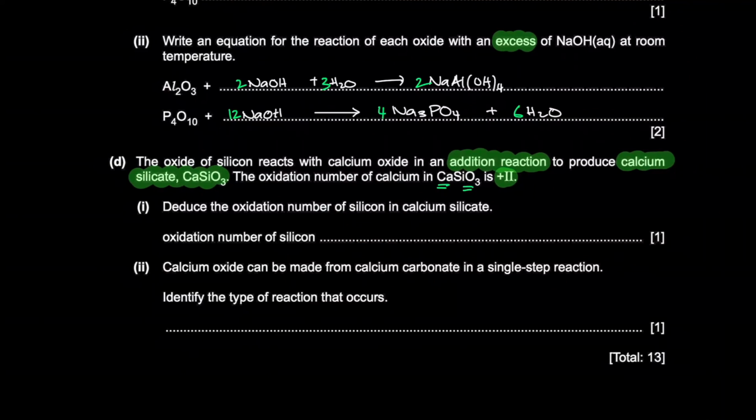So if we have calcium, which is +2, let's say silicon is X, and we have 3 oxygens at -2, that's the oxidation number of oxygen. Overall is 0. So we end up getting X - 4 = 0, which means X is equal to +4. So the oxidation number is +4.